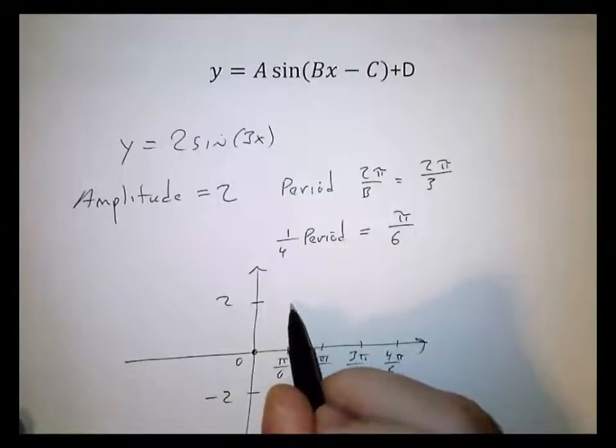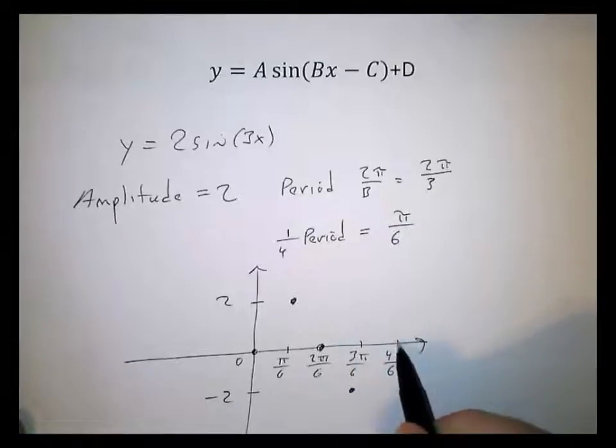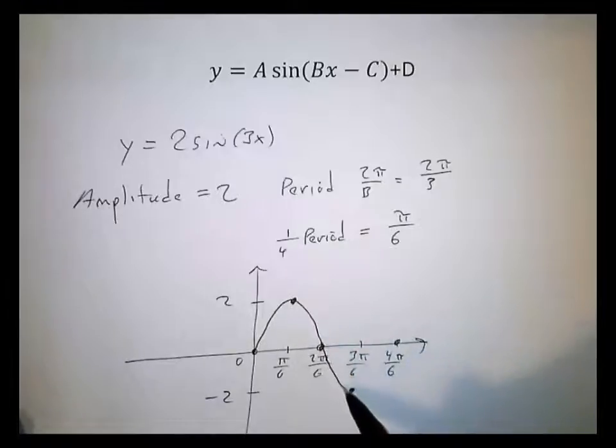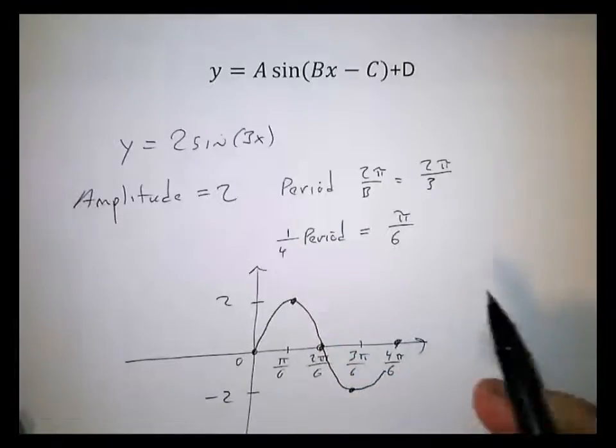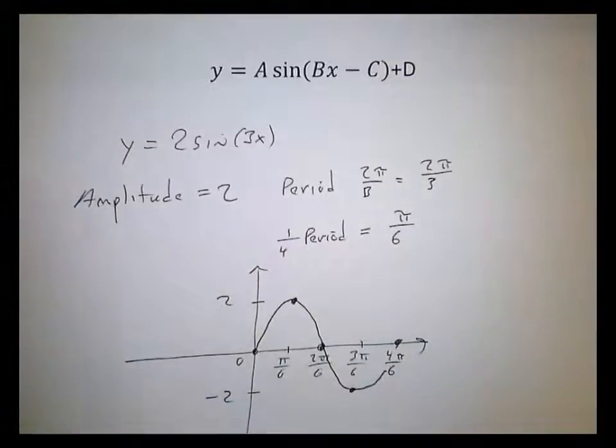So at pi over 6, I'm going to be up here. 2 pi over 6 here. 3 pi over 6 here. And 4 pi over 6 there. And so this is what my graph there looks like. And then I can extend this in either direction according to the period.